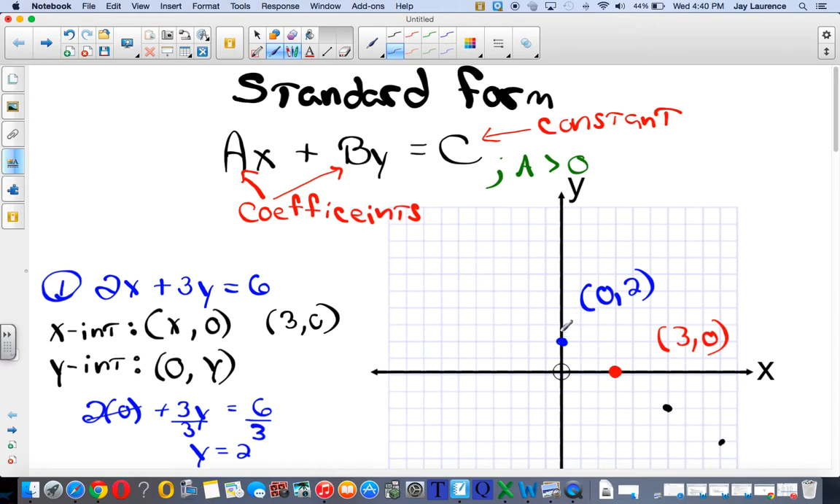I could also go up 2 and back 3. 1, 2, 3, like that. Okay. Hey, what does that mean my slope is? What is my slope?